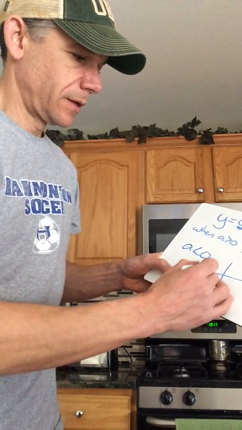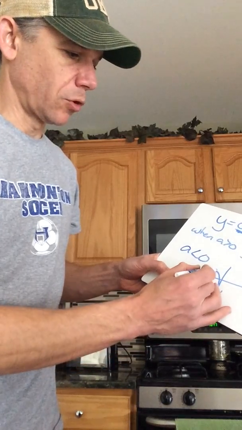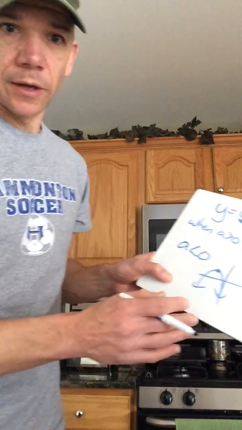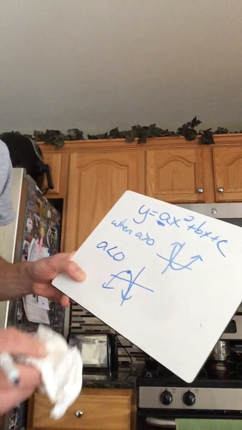All right, and continue with that. So if a is a negative number, or if a is less than 0, every time you graph a parabola, the parabola will open downward. It's just a nice piece of information to have when we're going forward.